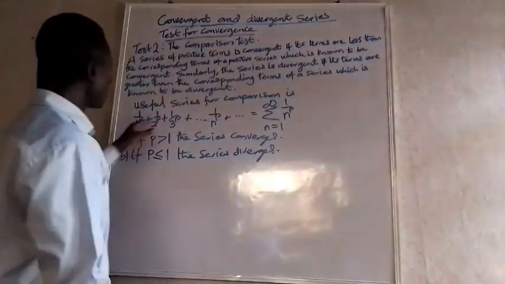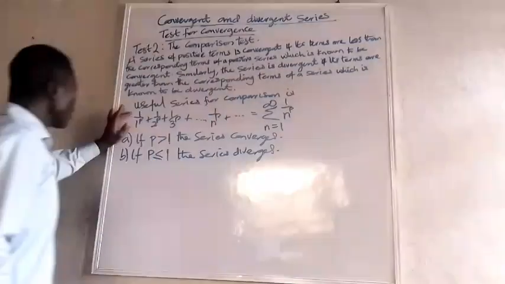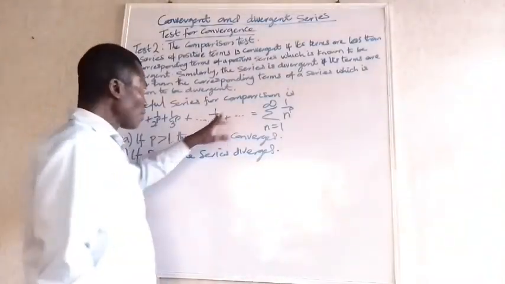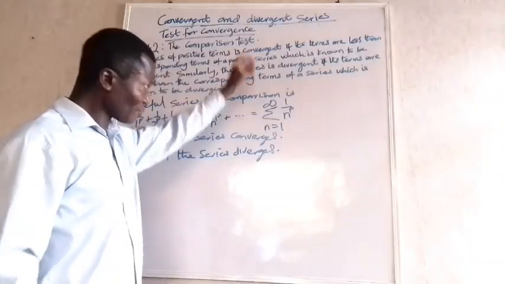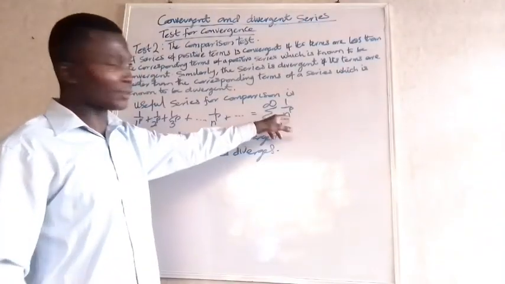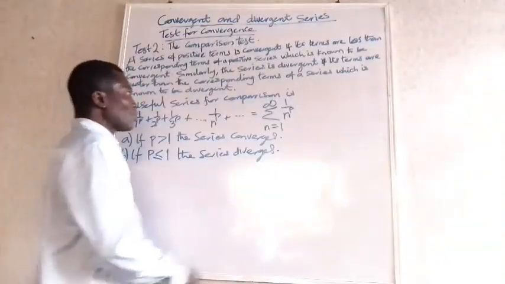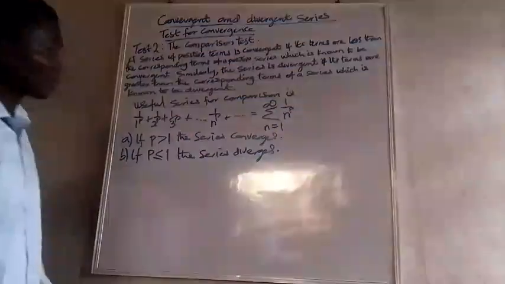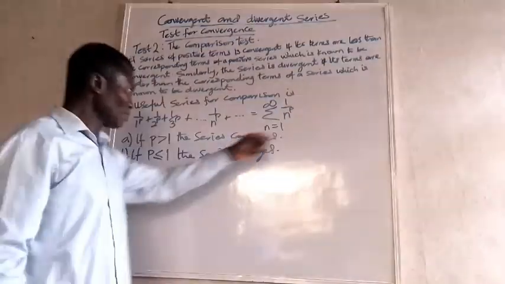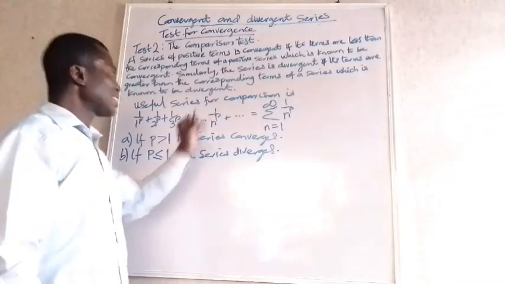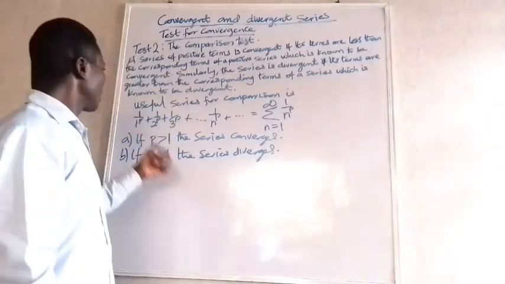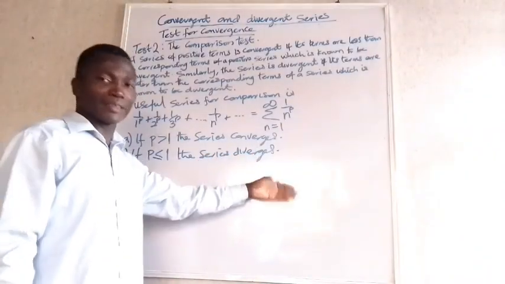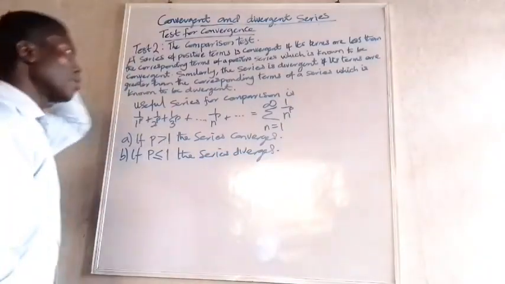We are now told that a useful series for comparison is 1 over 1 raised to power p, plus 1 over 2 raised to power p, plus 1 over 3 raised to power p, up to 1 over n raised to power p, plus to infinity. So we are given the terms for the summation, that is 1 over n raised to power p, from n equals 1 to infinity. Now we are told if p is greater than 1 in this series, it is convergent. If p is equal to 1 or less than 1, it is a divergent series.